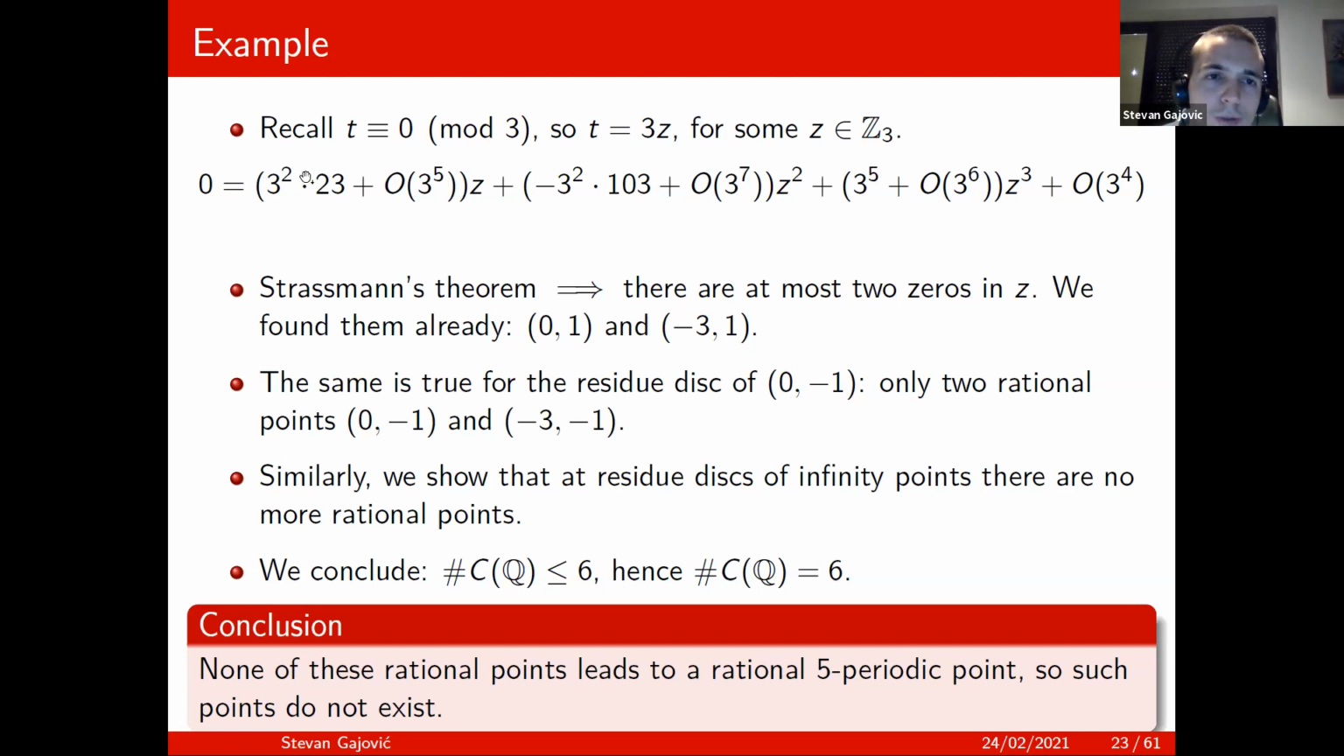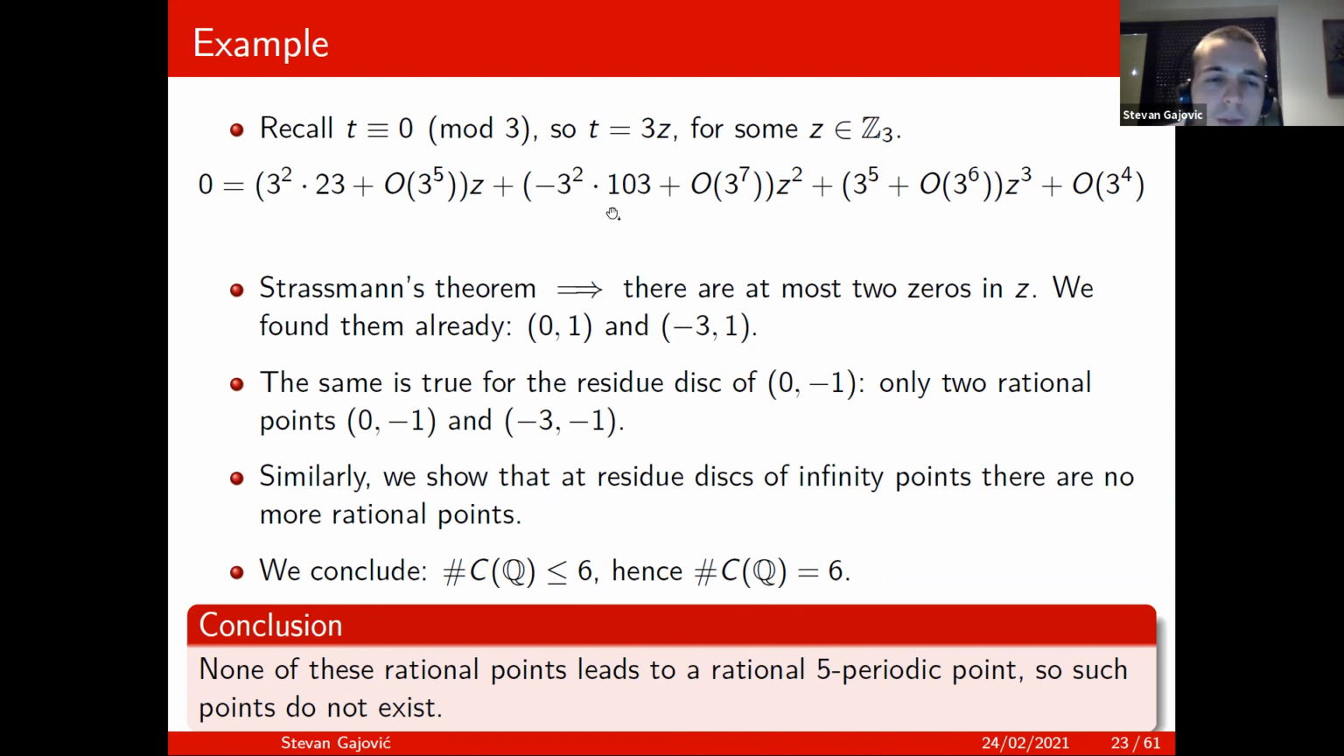So the valuation at 3 of the first coefficient is 2. So this is divisible exactly by 9 and not by 27. This one is also divisible exactly by 9 and not by 27. This is divisible by 243. And all the others are divisible by at least 81. So the smallest divisibility by 3 is divisibility by 9, and it appears here and here.